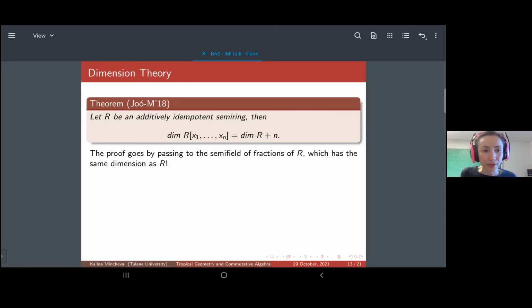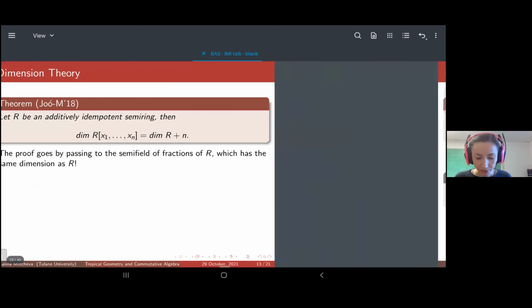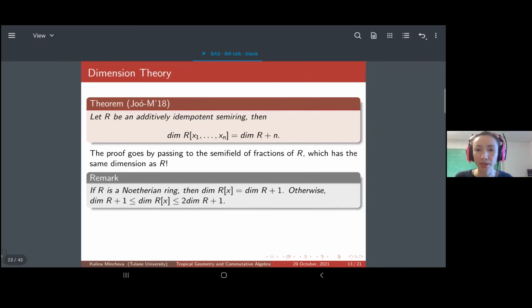Now, the next thing I want to say is just a brief comment on something that is probably painfully known to people in commutative algebra, that if R is a Noetherian ring, then this is true. So the same statement here works for Noetherian rings, but otherwise the dimension might jump. So in a sense, additively idempotent semirings seem to be behaving as Noetherian rings in this sense.